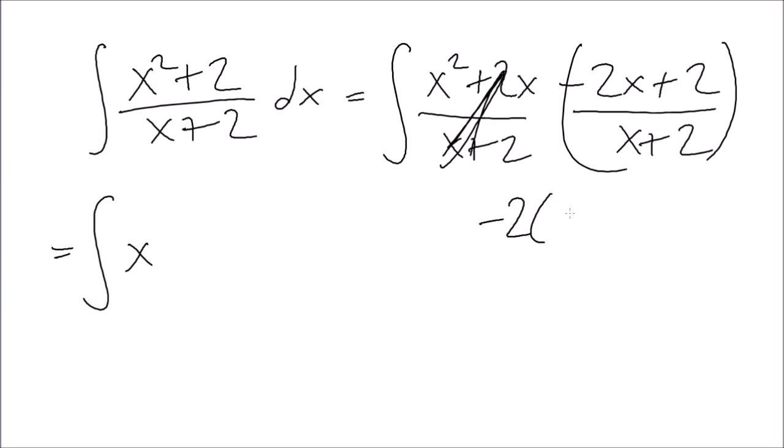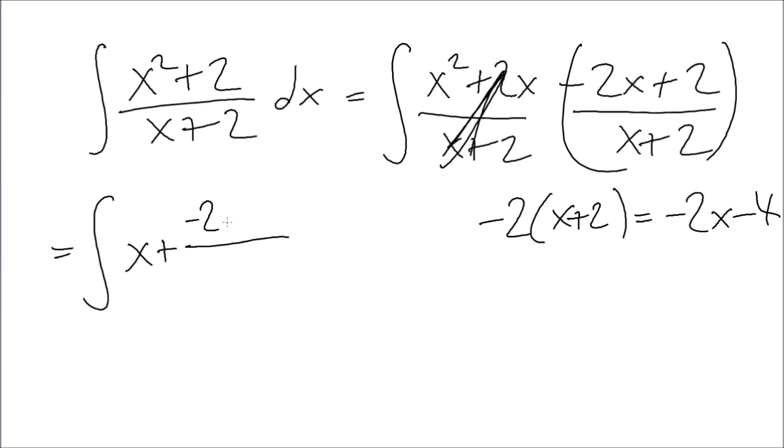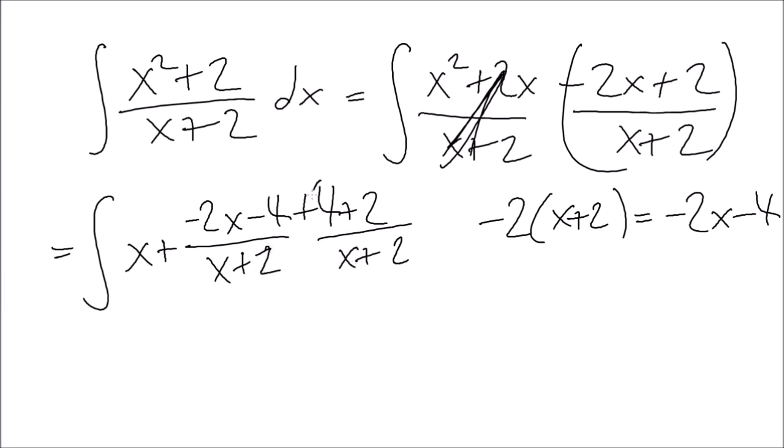Maybe we can do negative 2 times x plus 2, right? But then this is equal to negative 2x minus 4. So I need minus 4, so I need to do a zero substitution with that. Negative 2x minus 4 plus 4, and then plus 2. Now this can be cancelled out, and these are just constants.